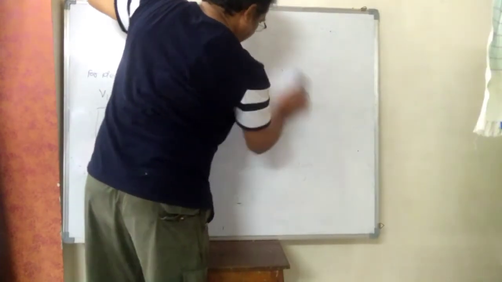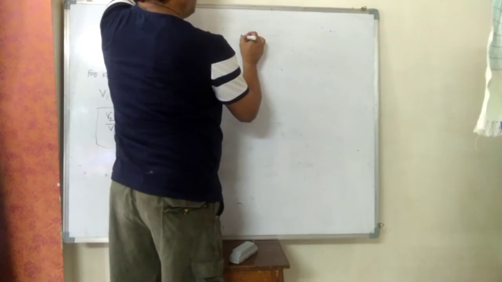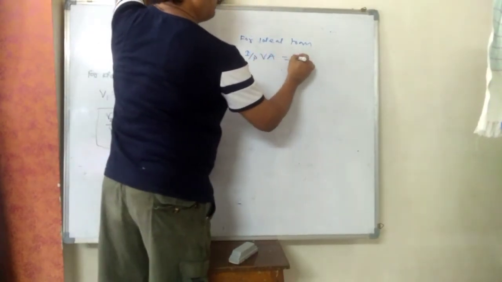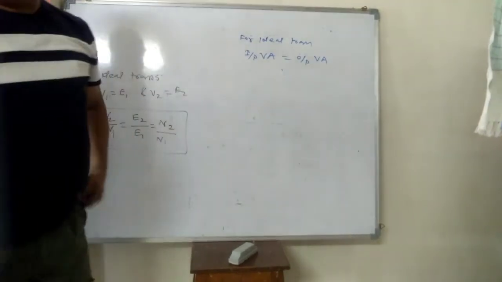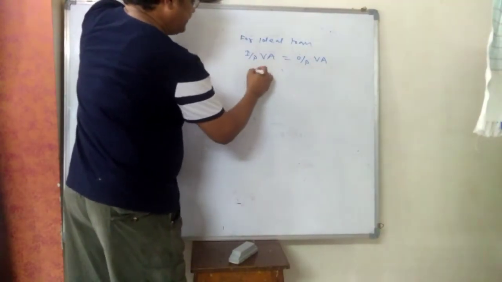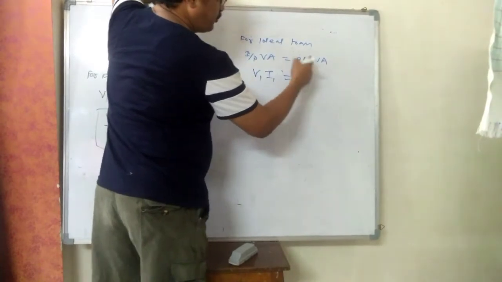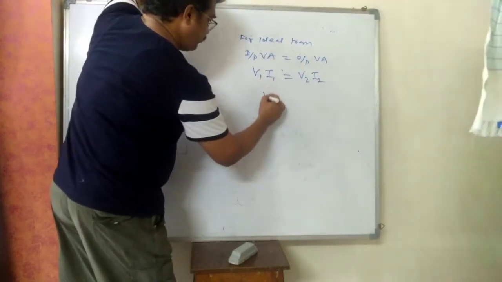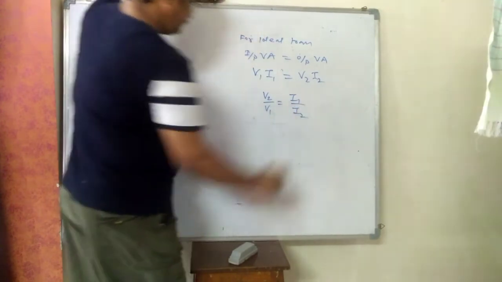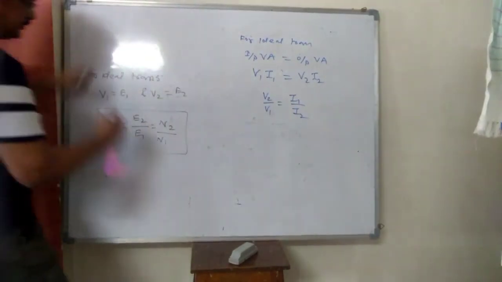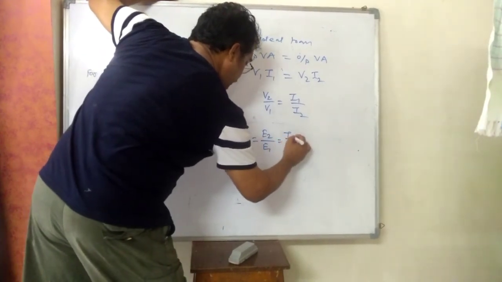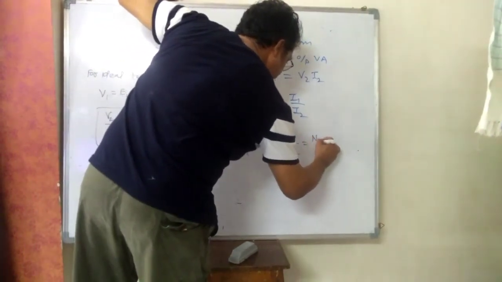Now, one more relation. For ideal transformer, input volt ampere rating is always equal to output volt ampere rating. Volt ampere is voltage into current. So input VA, V1 into I1, is always equal to output VA. Output voltage is V2, output current is I2. So if we take the ratio, V2 by V1 will be I1 upon I2. So if this is put here, then we get V2 by V1 is equal to E2 by E1 is equal to I1 by I2 is equal to N2 by N1.